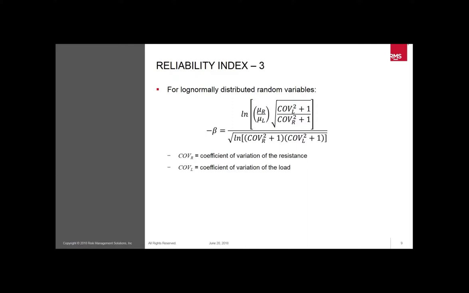And so this is what the reliability index looks like then for log normally distributed random variables. It's a little more complicated, where we also introduce the coefficient of variation of both the resistance and the load. I won't go through the full derivation of this, but this is what that looks like.